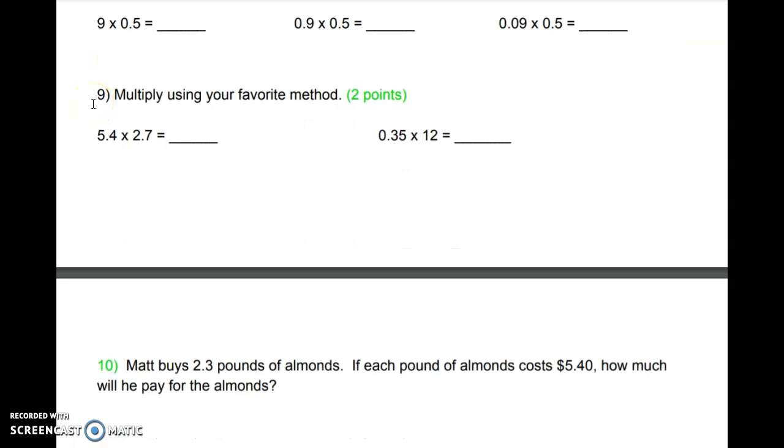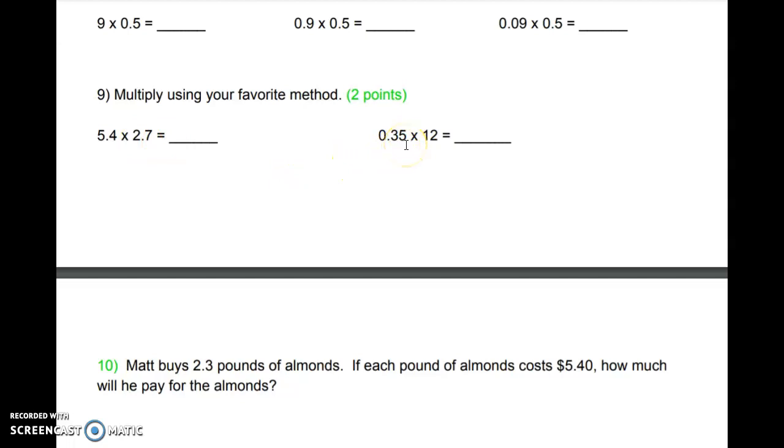Number 9, multiply using your favorite method. 5 and 4/10 times 2 and 7/10. Please make sure you stack them up. You cannot multiply them when they are side by side, so make sure you stack them up. And then remember you're doing tenths times tenths, so where should your decimal go for your answer?